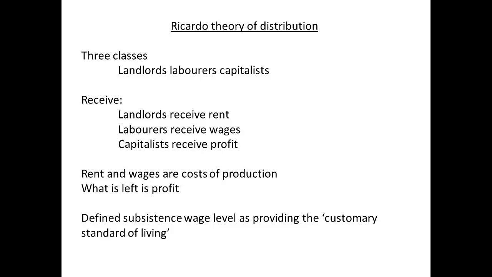The 19th century economist Ricardo identified three classes. These were landlords, labourers and capitalists. Landlords receive rent, labourers receive wages and capitalists receive profit. Rent and wages represent the cost of production and what remains is profit. Ricardo defined a wage rate that represented subsistence, which he determined to be the customary standard of living.